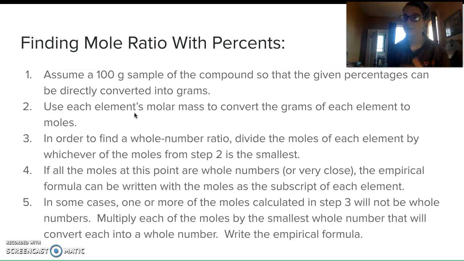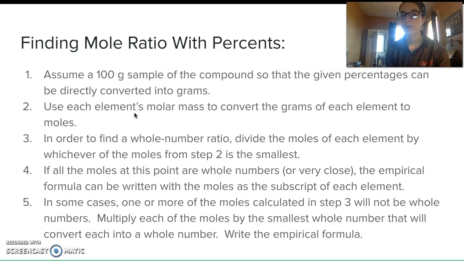Second step, we use each element's molar mass from the periodic table to convert grams of each element into moles of the element. So remember to go from grams to moles if you consider your roadmap. What we're going to do is divide by the molar mass, which is the same thing as taking grams times 1 mole divided by molar mass. So the grams would end up canceling out, and that tells us moles of the element.